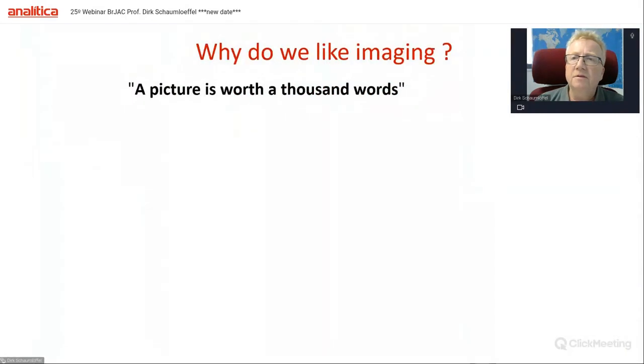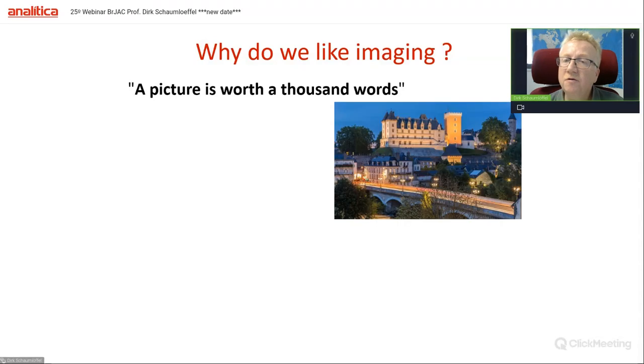So the basic question is, why do we like imaging? Maybe you know this saying in English, a picture is worth 1,000 words, and it's true. Here I have a picture of the city of Po, where I'm living now, to give an impression of where I'm situated. And with an image, I can tell you much more about the beauty of this city than with 1,000 words. I could describe a lot, but an image immediately gives you a lot of information about how the city looks.